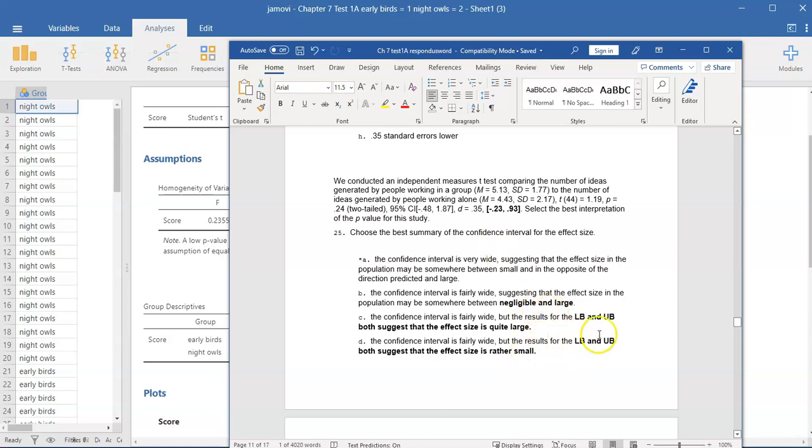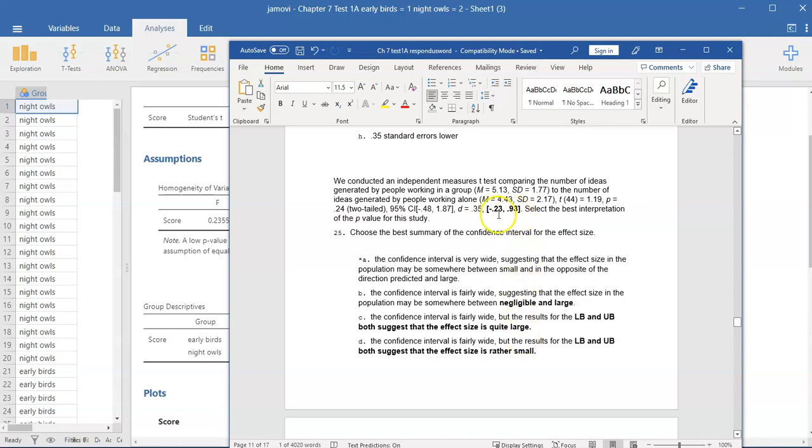C is saying that the lower bound and the upper bound suggest the effect size is quite large. No, the lower bound suggests it's a small negative effect, so that's not true. And this last one says the lower bound and the upper bound suggest that the effect size is rather small. No, here's the lower bound. That says it's a small negative. Here's the upper bound. It says that it's large.